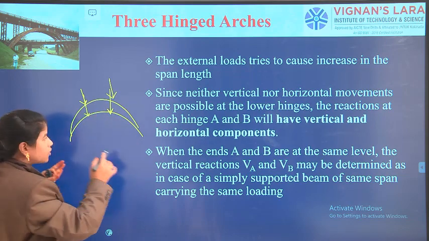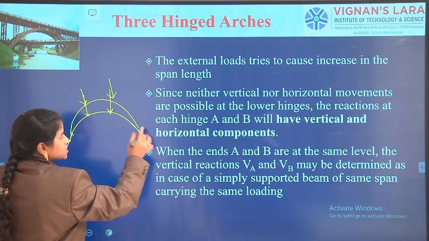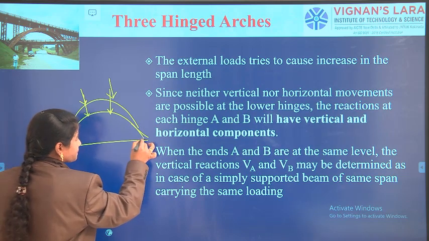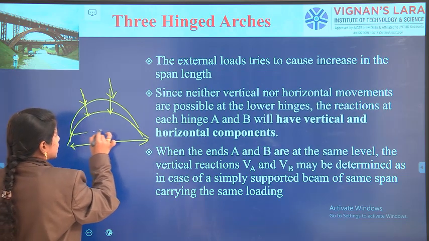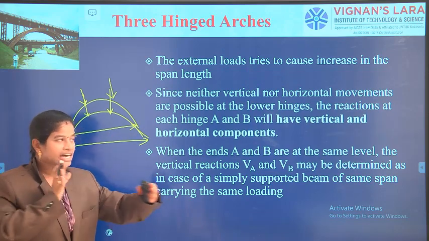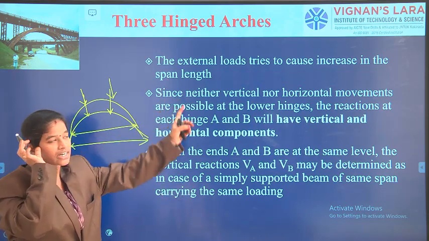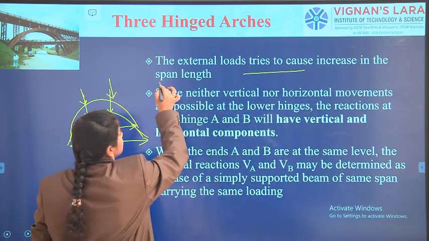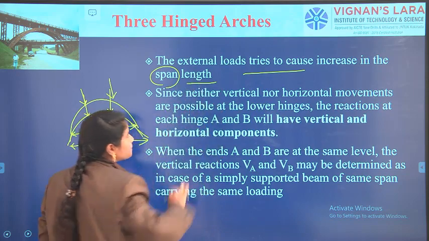As it is going down, these points are trying to move away. So what does it mean? They are trying to increase the span. So the vertical load is trying to cause an increase in the span length.